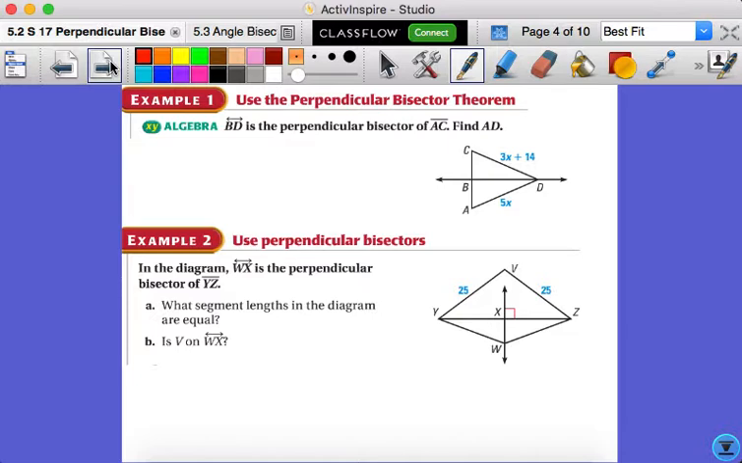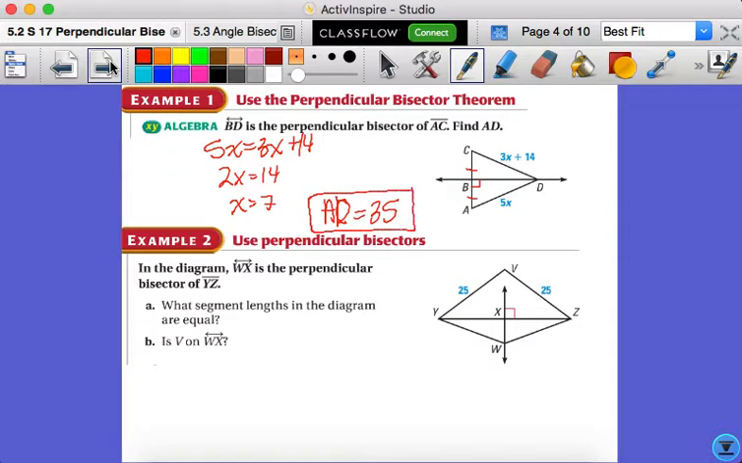So it says BD is the perpendicular bisector of AC. So automatically, I would probably go ahead and add both of those markings just to remind myself of that. And then it says, based on that, find the length of AD. Well, since D is on that perpendicular bisector, those two segments should be equal, which means my X value should be 7. So if I go back and plug that in, 5 times 7 tells me that AD has a length of 35 units.